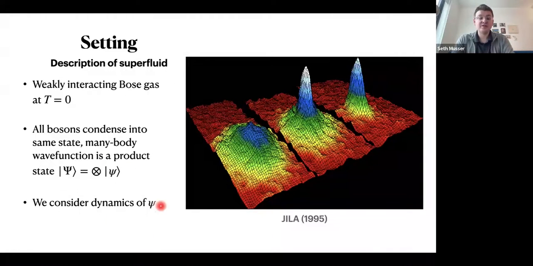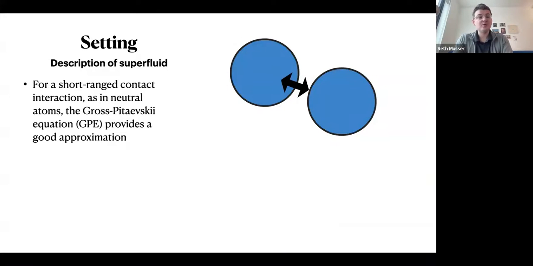And what we want to do is consider the dynamics of this wave function psi. To do that, in condensed matter theory, we'd like to think about writing down some free energy and then look at the equations of motion governed by that. So what we'll think about are these cartoon bosons here. And they'll have some short-range contact interaction. For example, neutral atoms like neutral sodium atoms, where we can neglect long-range effects like the Coulomb interaction.